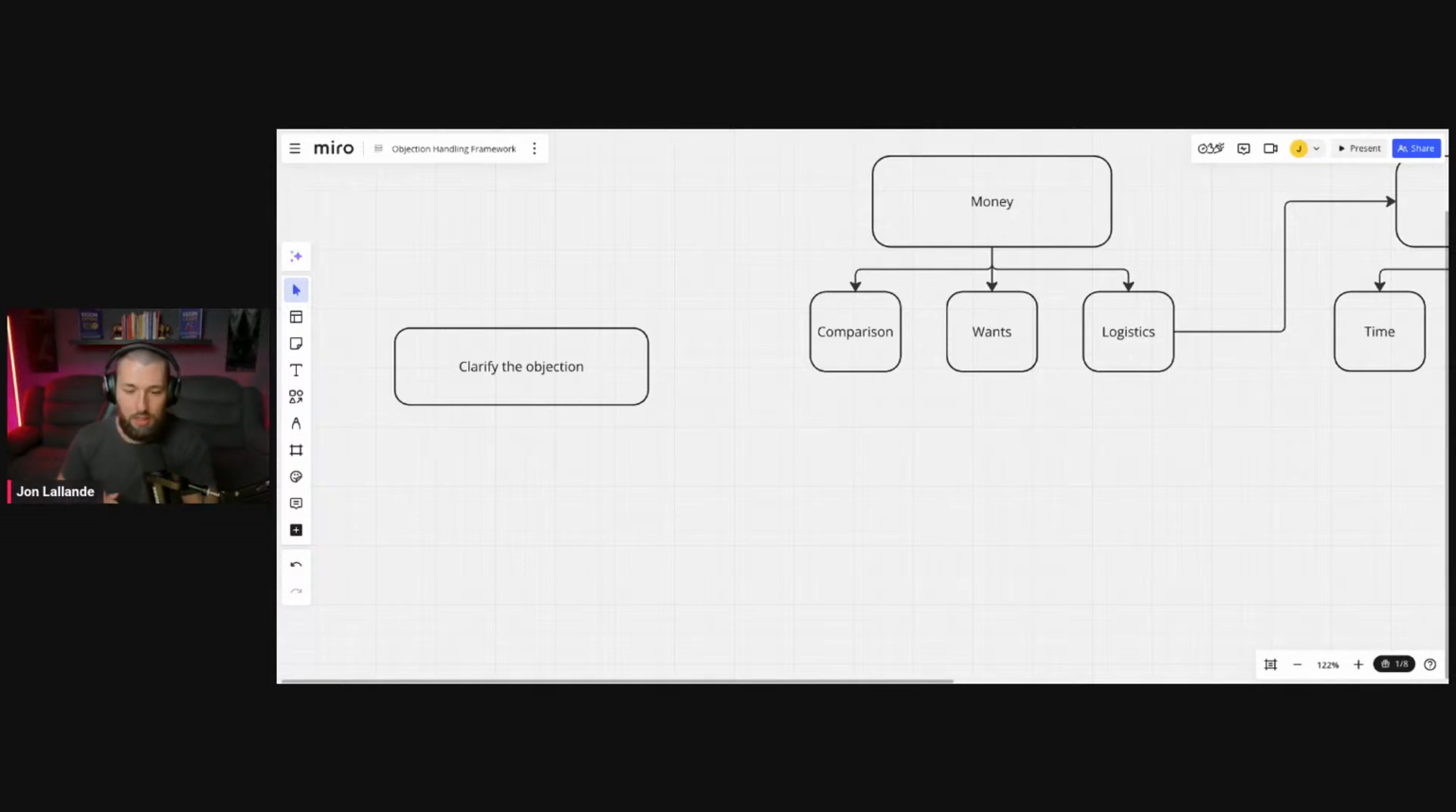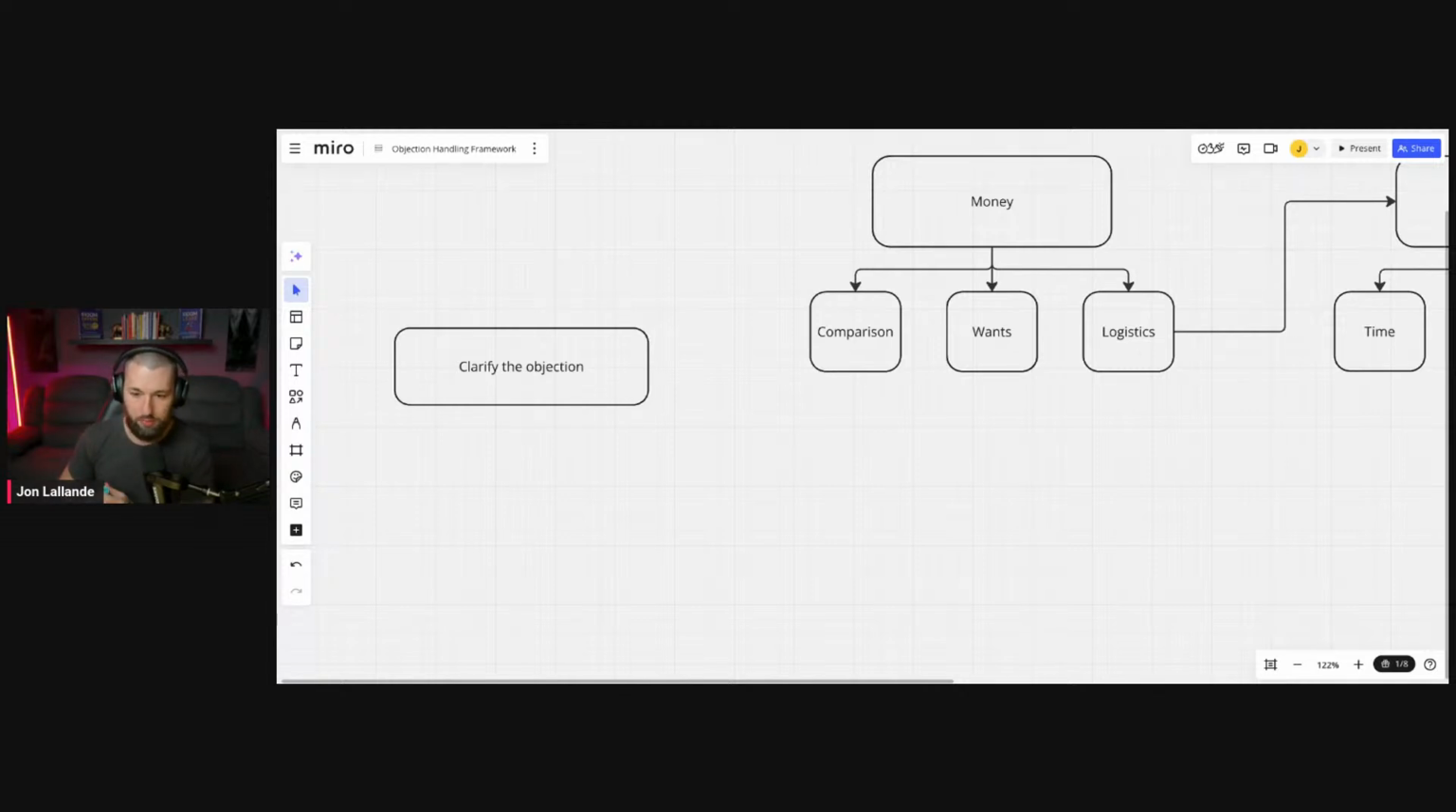Fair enough, right? The next one is wants. Well, I want more money. I want more money so I can go do X, Y, and Z, right? So we're going to handle this objection a little bit different than the comparison objection. Maybe it's not about the comps in the area.